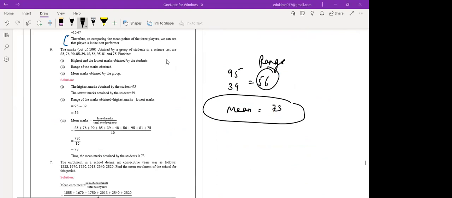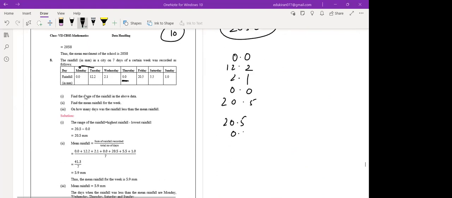So I'm just giving you 2 minutes. Quickly go through whatever we did in this chapter from the starting itself, whether it is your range, mean, median, whatever it is. Go through it. Let me know if you have any doubt.